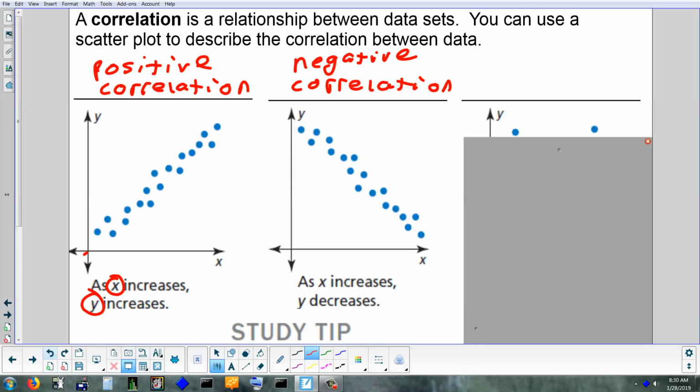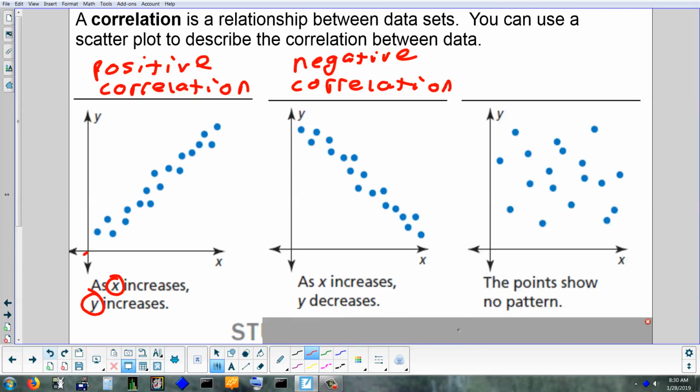I know what the next one is. What's the next one? No solution. Well, what word have we used in all of them so far? No correlation. No correlation, yeah. They're kind of all over the place. There's no pattern.